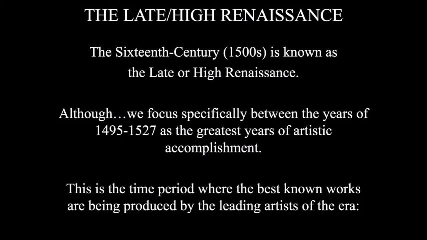So the 16th century, or the 1500s, is known as the late or the high Renaissance. But we normally focus on a specific range of years. 1495 is the beginning, because that's when Da Vinci sets to work on the Last Supper, to 1527, which is where we have the fall of Rome. And that's the greatest years of artistic achievement during the High Renaissance. After 1527, most of the remaining artists are going to be working up in Venice. But we will be back to Rome in the next lecture during the Baroque age.